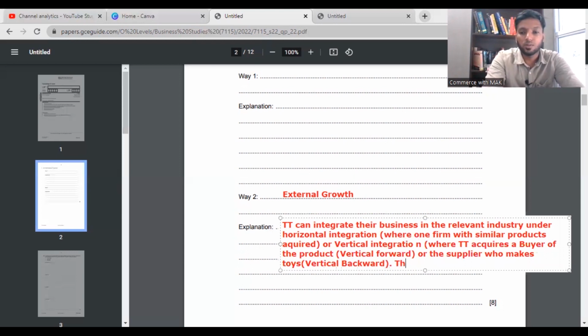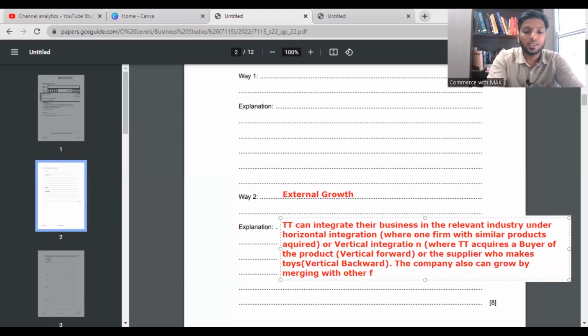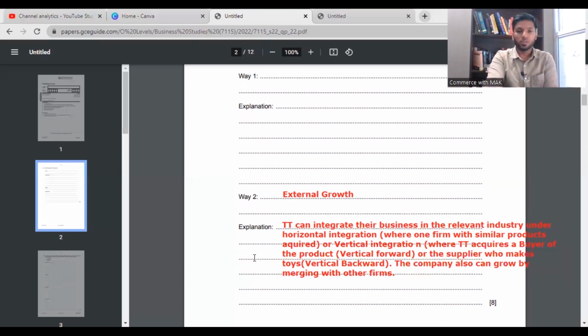The company also can grow by merging with other firms. So we can speak about joint ventures, acquisition, and also licensing, franchising. So many things you can write. I wrote only this part, integration, and I hope you guys got this.